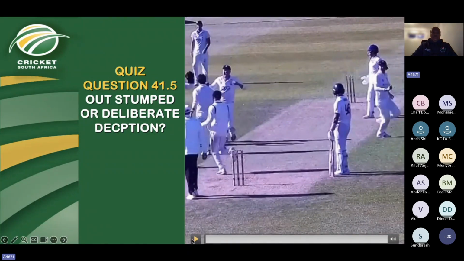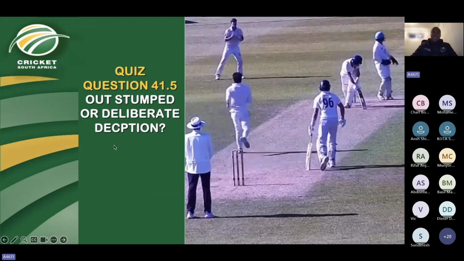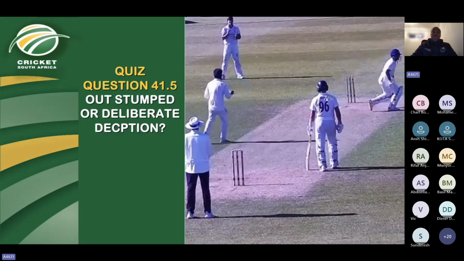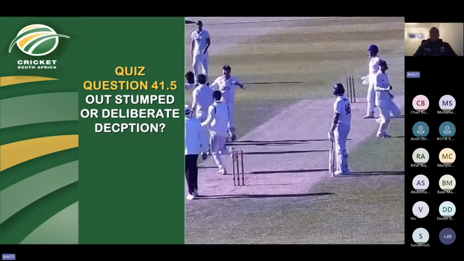I'll play it one more time and you can type your answer into the chat box. Quiz question 41.5: is the striker out-stumped, or was this a deliberate deception by the wicketkeeper? And if so, we all know the punishment. We will talk through it after the presentation.